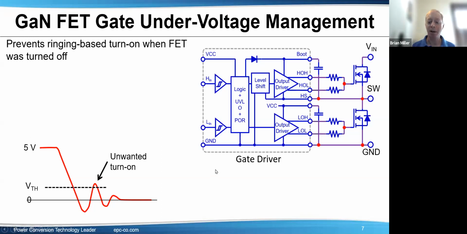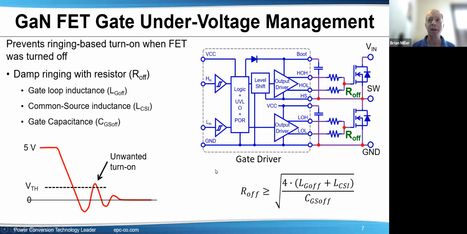So with a similar kind of method, analyzing the same kind of equation, the loop inductance, gate source inductance, capacitance, you can find a resistor for the R off resistor that would help dampen this ringing and especially prevent the ringing coming back up that could go above the gate threshold.